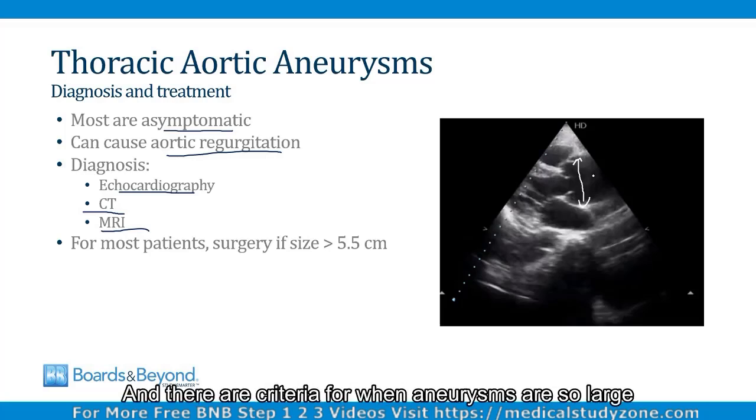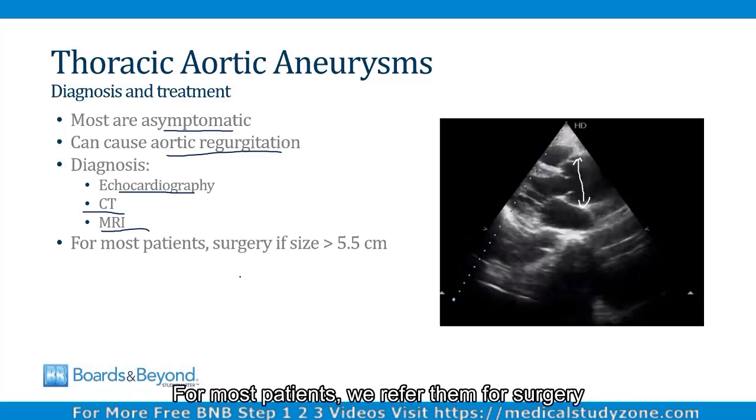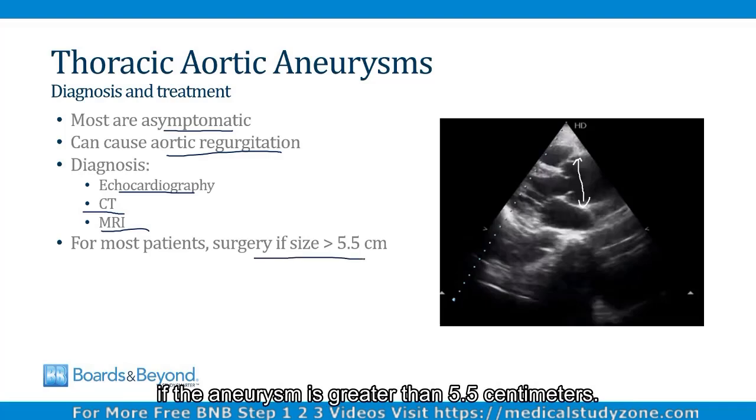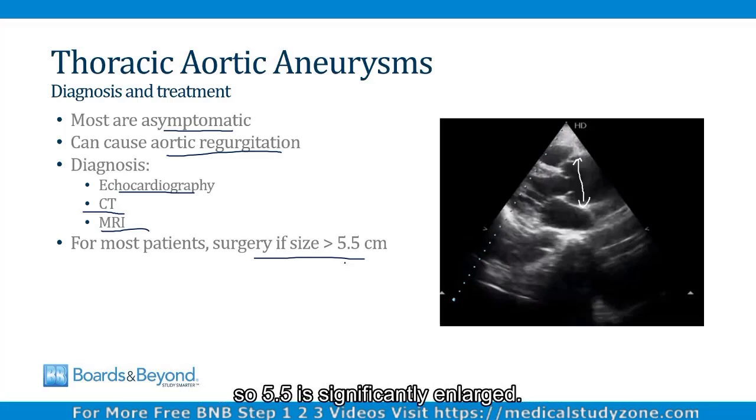And there are criteria for when aneurysms are so large that they should be operated on to prevent dissection. For most patients, we refer them for surgery if the aneurysm is greater than 5.5 centimeters. A normal diameter of an aortic root is less than about 3.5 or 4 centimeters, so 5.5 is significantly enlarged.